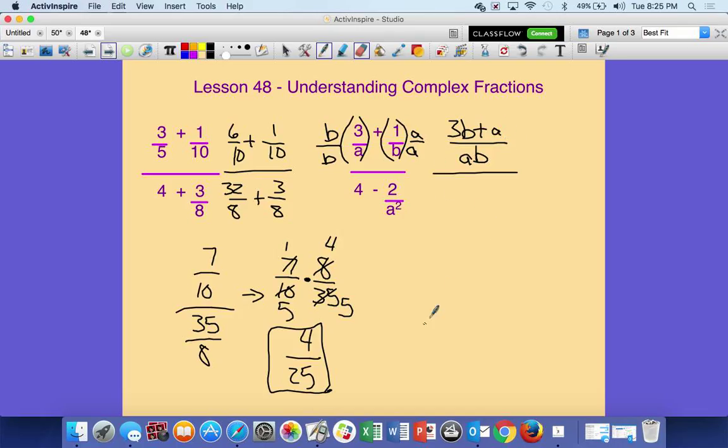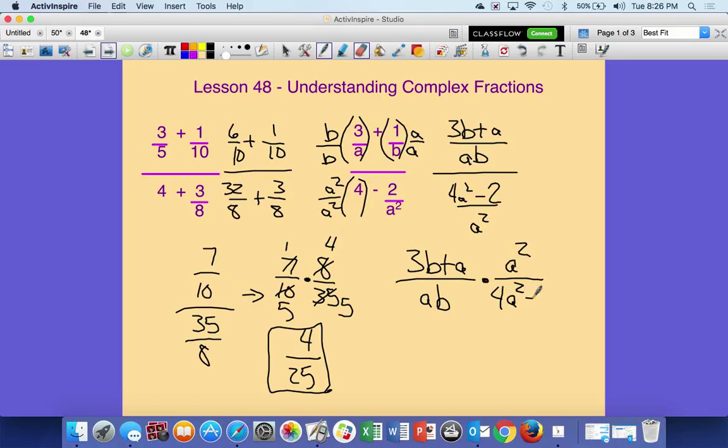Over, our common denominator here is going to be a squared. Our 4, we're going to take times a squared over a squared, so we've got a 4a squared. This last one, we've already got an a squared here, so we don't have to do anything with it. So that's just minus 2. Then we've got a fraction divided by another fraction, multiplied by the reciprocal. So 3b plus a over ab times a squared over 4a squared minus 2.